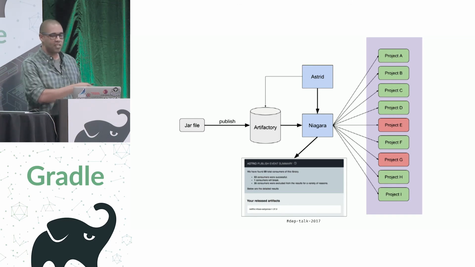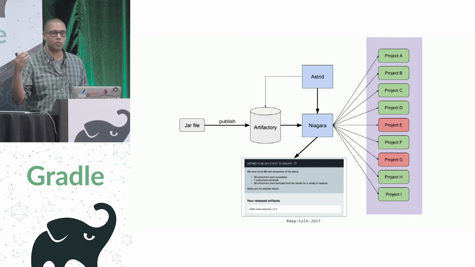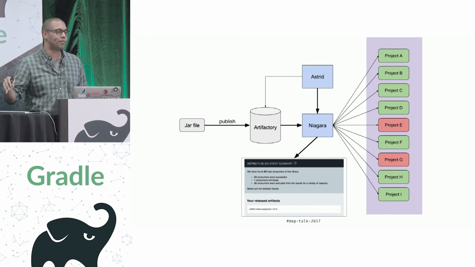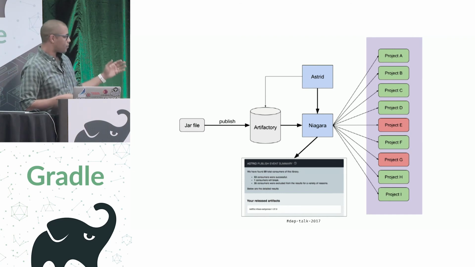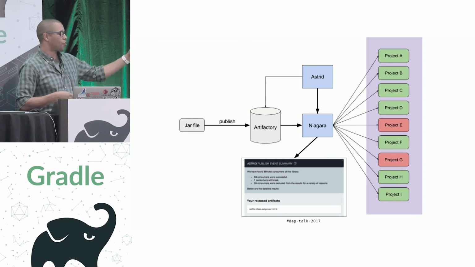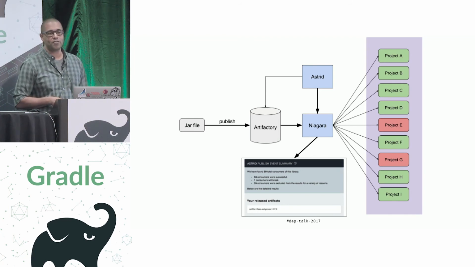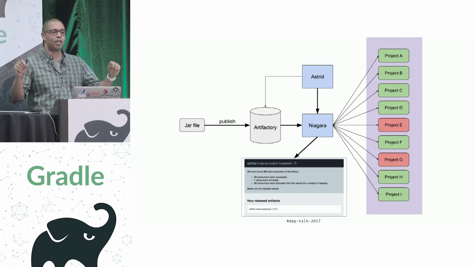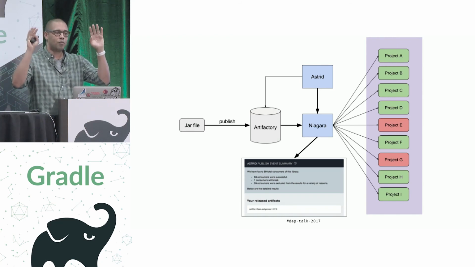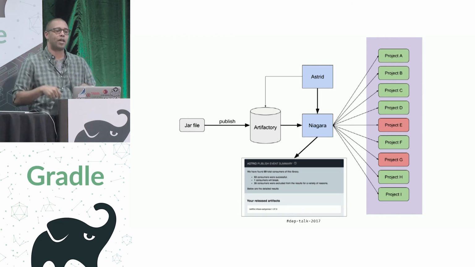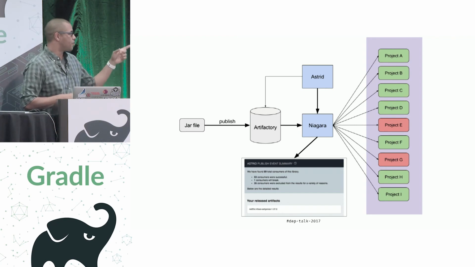And Niagara would see this publish event, and it would trigger, and it would ask Astrid, hey, Mike's team just released a library. Who's going to pick it up? And Astrid would return back a list of projects. And then what Niagara would do is turn to our container cloud called Titus and say, I want you to spin up a container per project, do a git checkout, and then run a build with the new version of the library that Mike just released.